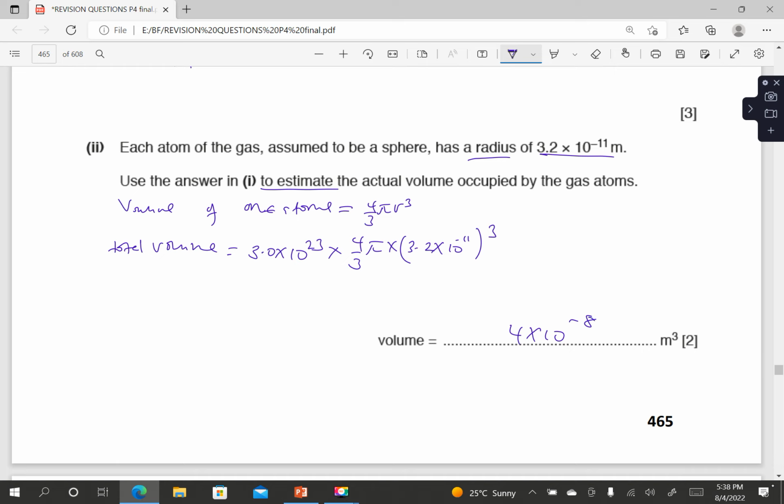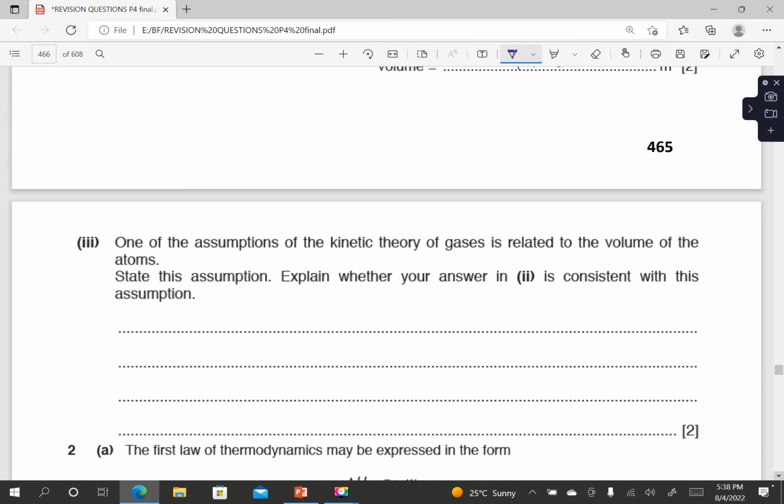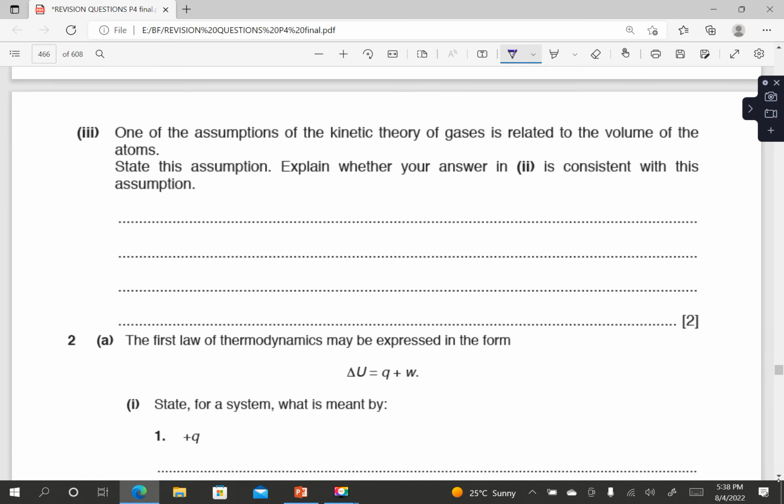If you have been following, you can even predict the next question. The next question would be asking about the assumption that total volume of the molecules is far less than the volume of the gas. I think so. Let's check what is the next question. One of the assumptions of the kinetic theory of gases is related to the volume of the atom. State the assumption. Explain whether your answer in 2 is consistent with this assumption.